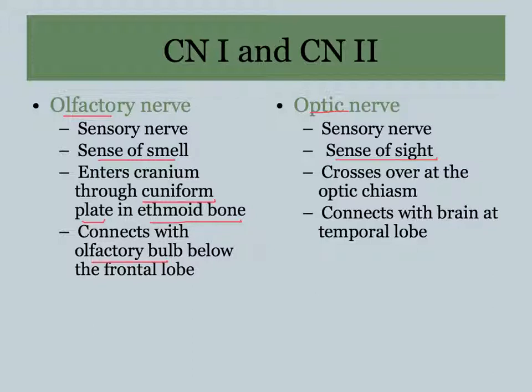Your optic nerve crosses over. We saw that X in the optic chiasm, and it starts to integrate with the brain at the temporal lobe, but many of the nerve fibers continue on to the occipital lobe, where the visual processing center is located.